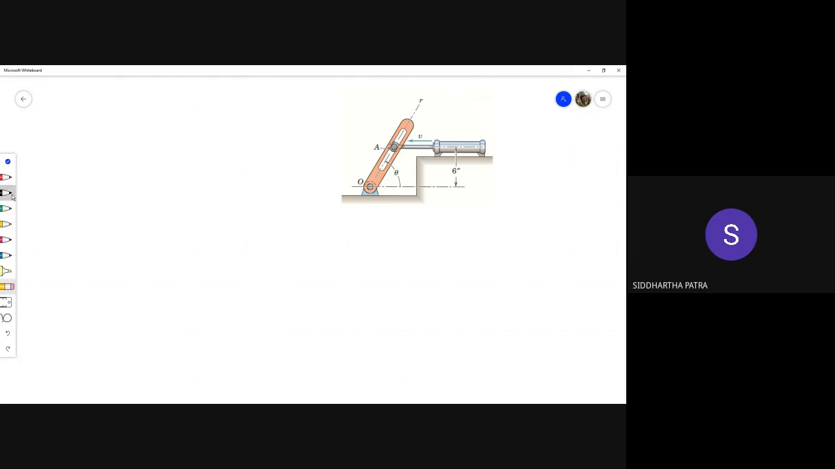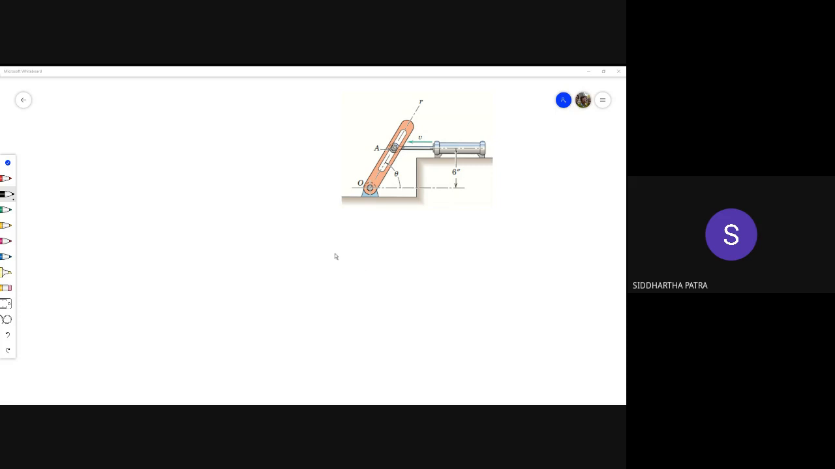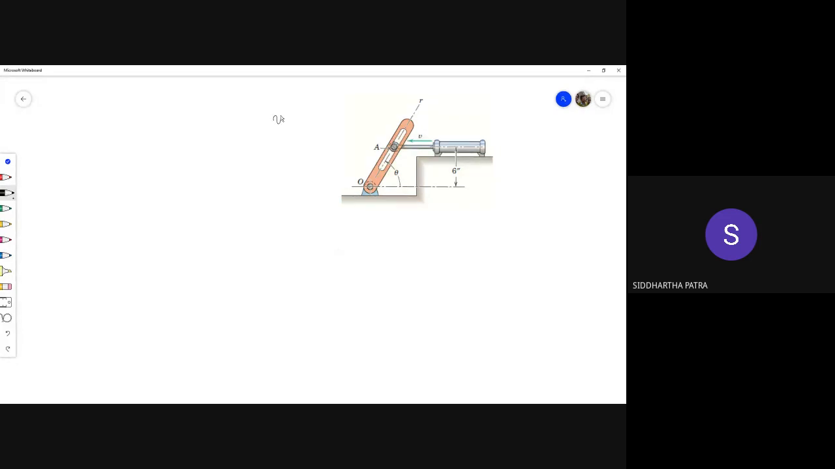So, V is 3 feet per second, and it's a constant. Okay.